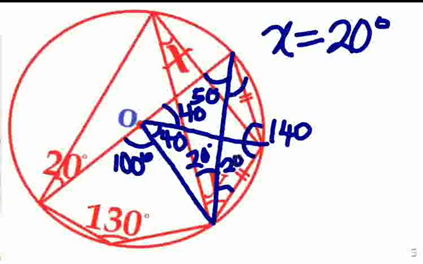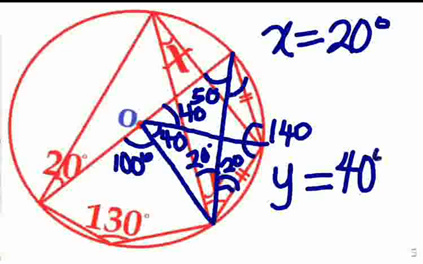So as you can see now, the value for angle y is the sum of these two small angles. That is 20 degrees plus 20 degrees, and that is 40 degrees.